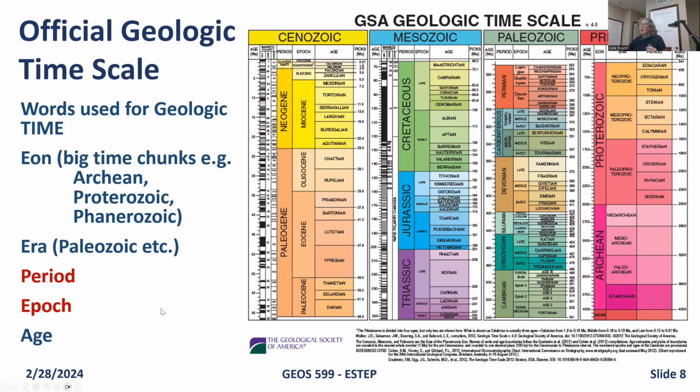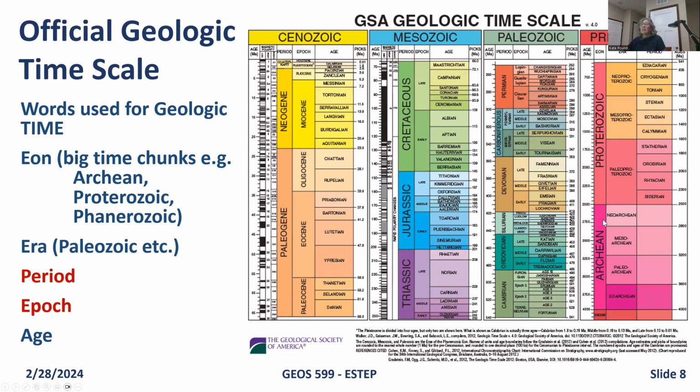So what are all the different names used for geologic time? We have eons, eras, periods, epochs, and ages. Eons are the really big time chunks. And these include Archean, Proterozoic, and Phanerozoic. So on this time scale, we have Archean here. And do note that the scale on these columns isn't the same in each column. That's to make sure everything fits in.